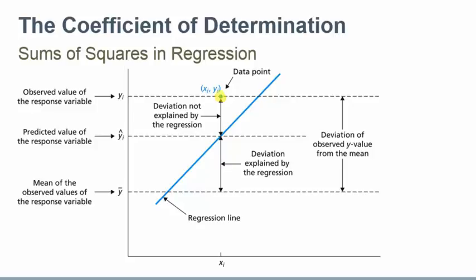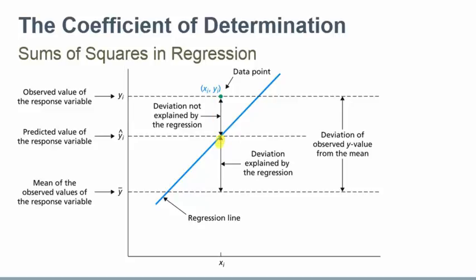So for a value x sub i, we have our observed value of the response variable y sub i. We can use our formula y hat to find the predicted value of the response variable, y hat sub i. Then we can take the mean of the observed values of the response variable, which is y bar. The distance between y sub i and y hat sub i is a deviation not explained by the regression.